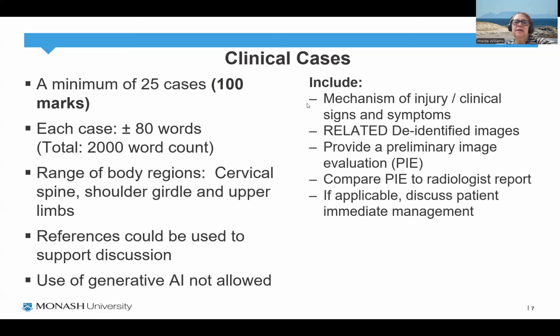So in the clinical case, you will include the mechanism of injury or clinical signs and symptoms, and you should have at least one de-identified image. You can have more than that, of course. Then write up your preliminary image evaluation before you look at the radiologist's report. Once you've done that, compare to the radiologist's report, so compare and contrast that. And if applicable, and again, this is not a specific requirement, you can include patient immediate management.